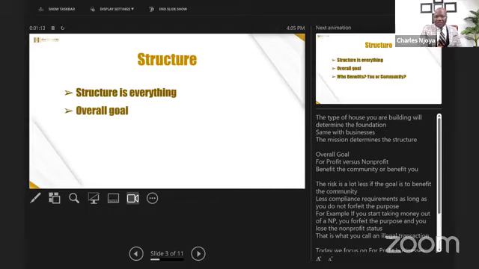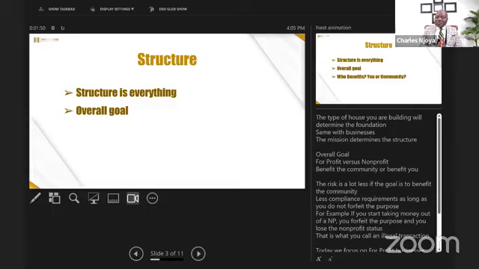You want to think about the overall goal. Is our business for profit or is it a nonprofit? Is it for the benefit of the community or for the benefit of yourself? If it's for the benefit of the community, the risk is a lot less, even though there are rules that you have to follow. There are fewer compliance requirements, as long as you do not forfeit the purpose when it comes to community building. That's where we have the Form 990. That's where we're talking about nonprofit.